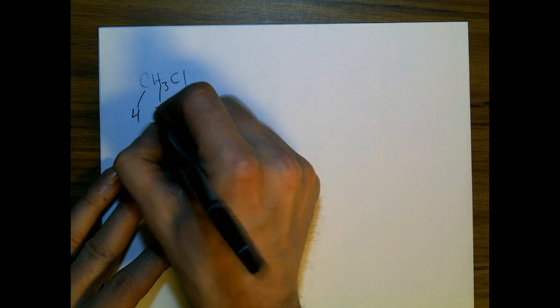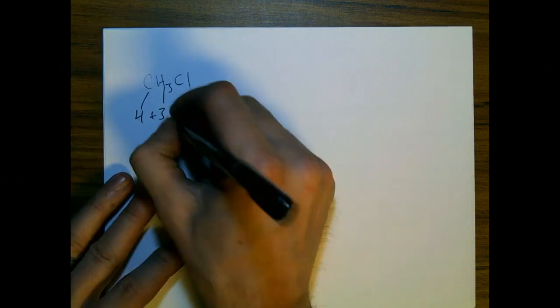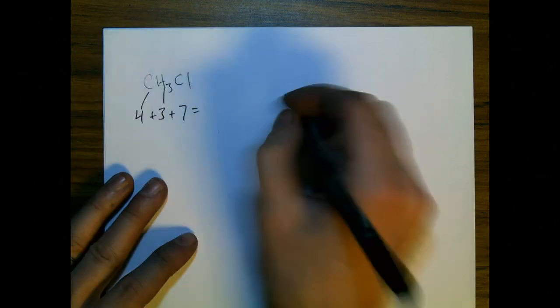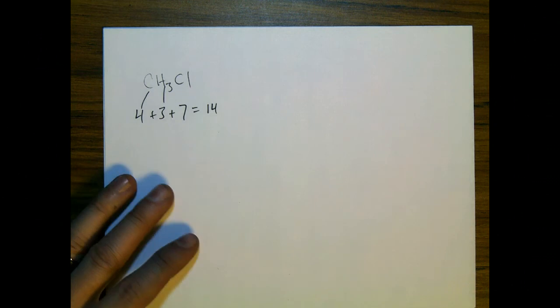number of valence electrons for each atom that's bonding. When I look at this, I see that carbon has 4 valence electrons, each hydrogen has 1, there's a total of 3 of them, so that's a total of 3 valence electrons. Chlorine has 7, add that up, I get a total of 14 valence electrons.